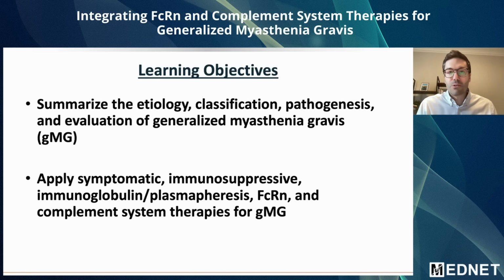So for today, our learning objectives include summarizing the etiology, classification, pathogenesis, and evaluation of generalized myasthenia gravis, and applying symptomatic, immunosuppressive, immunoglobulin, plasmapheresis, FcRn, and complement system therapies for generalized myasthenia gravis.